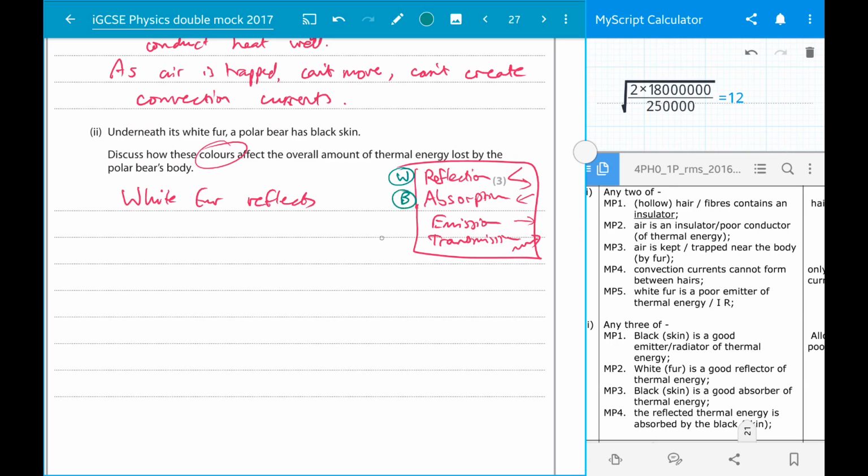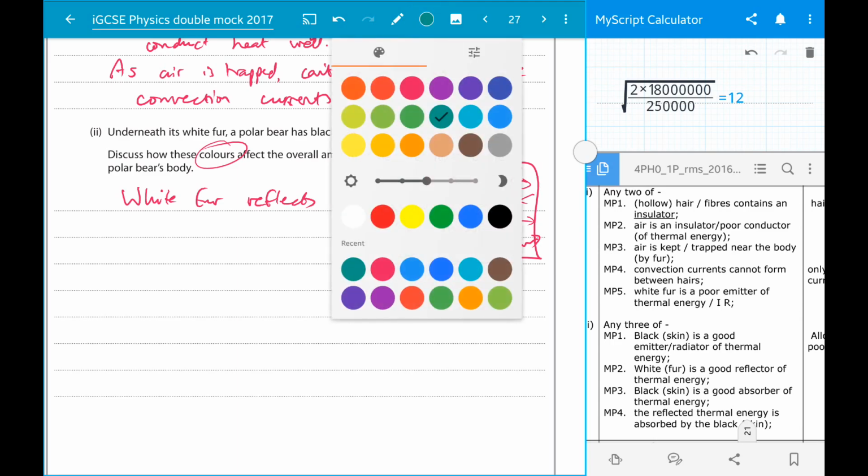Black is very good at absorption, emission. Black is very good at that as well. Transmission is essentially absorbing and then re-emitting, so black is very good at that too. So how do these ideas contribute to getting 3 marks in this question?